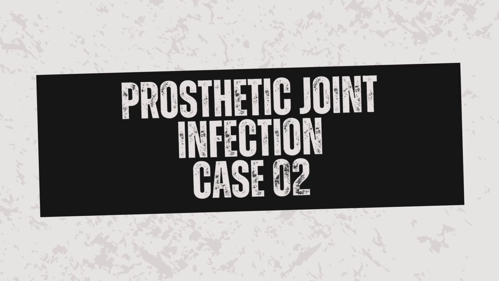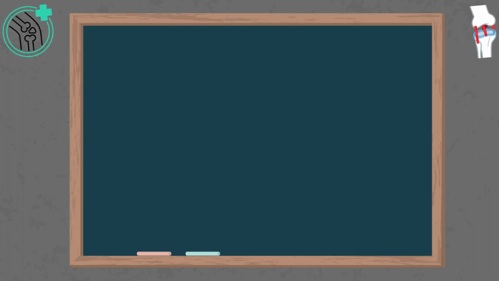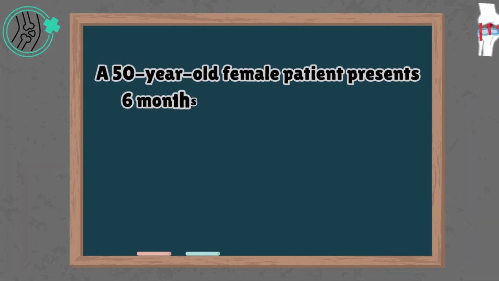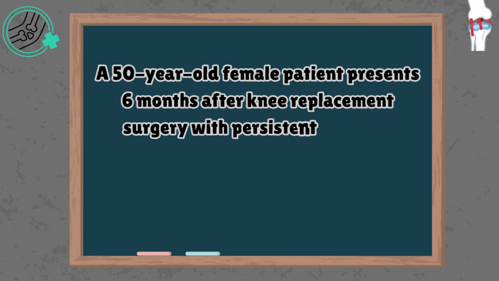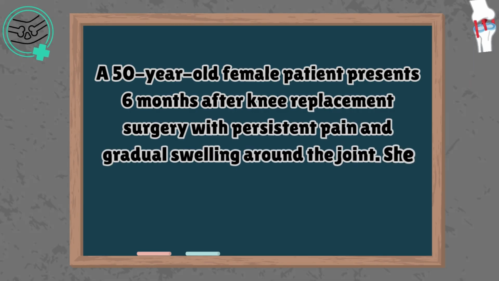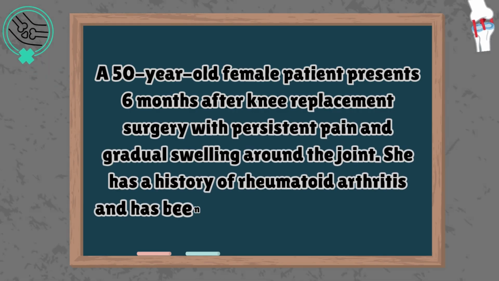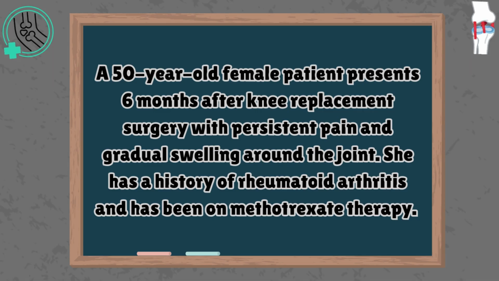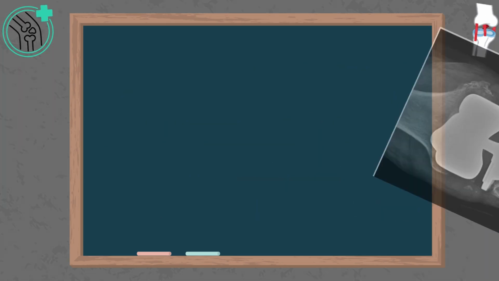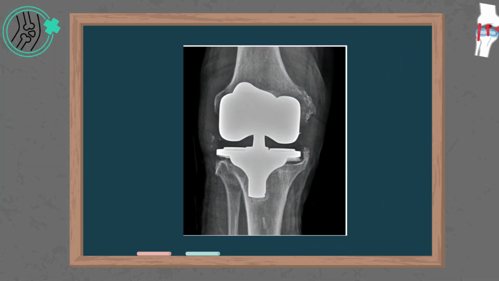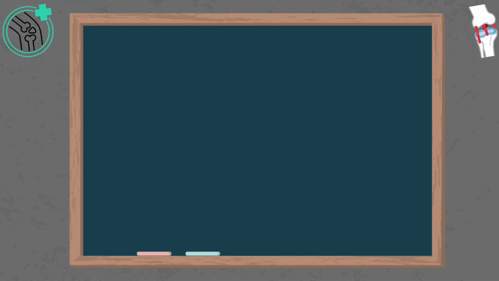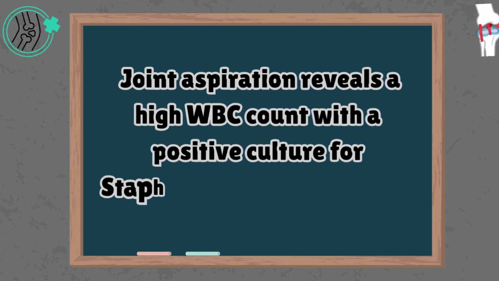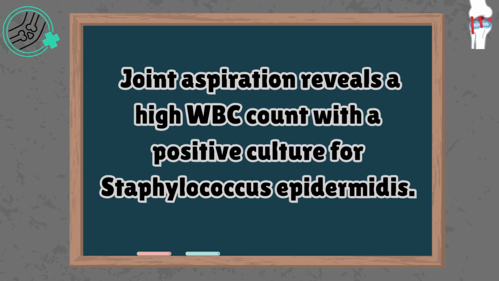Prosthetic joint infection case discussion. A 50-year-old female patient presents 6 months after knee replacement surgery with persistent pain and gradual swelling around the joint. She has a history of rheumatoid arthritis and has been on methotrexate therapy. A radiograph shows implant loosening, and joint aspiration reveals a high WBC count with a positive culture for Staphylococcus epidermidis.